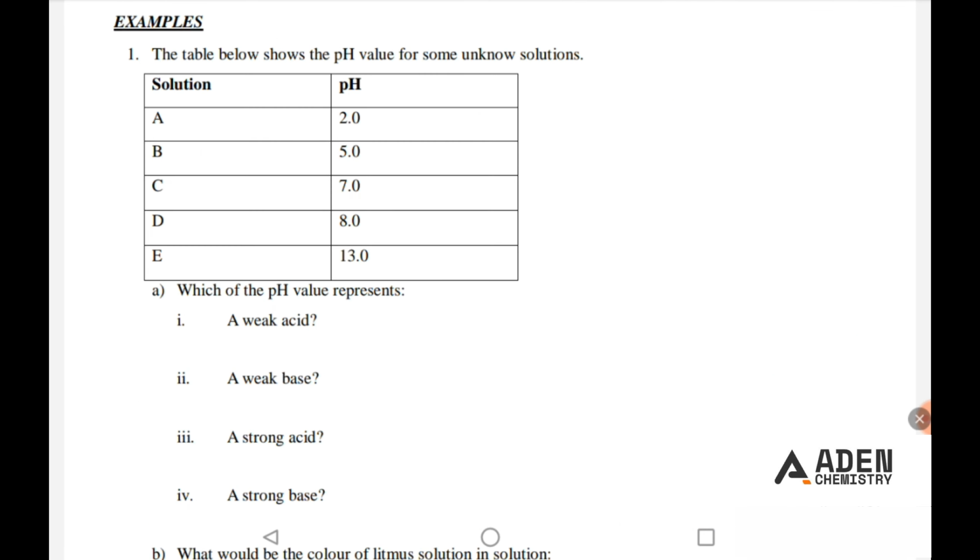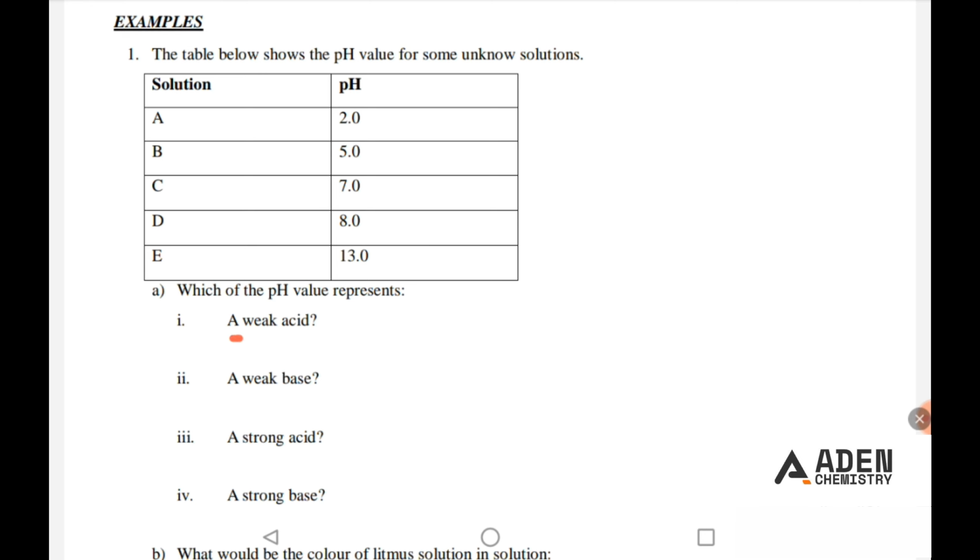Number 1. We are told the table below shows the pH values for some unknown solutions. We have solutions in this column, and we have pH values in this column. So for part A of the question, we are asked which of the pH values represents each of the following. We are talking about pH values; we have not been told which of the solutions, so you have to know that.